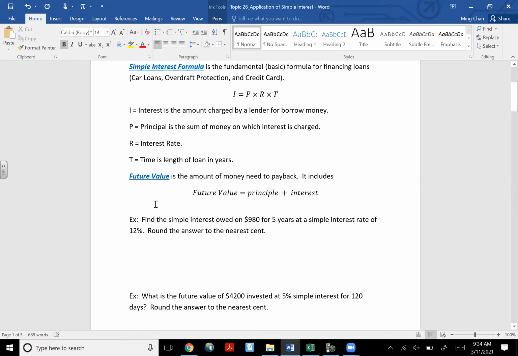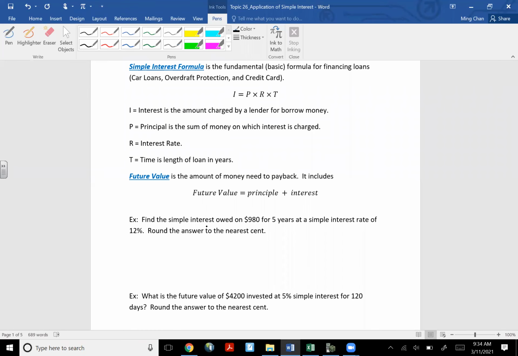For example, find the simple interest. You have to read very carefully what they want you to find. Find the simple interest, that means finding the I, on $980 for 5 years at a simple interest rate of 12%. This is a key phrase that tells you what formula you're going to use. Round the answer to the nearest cent.